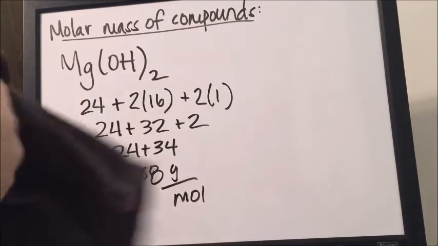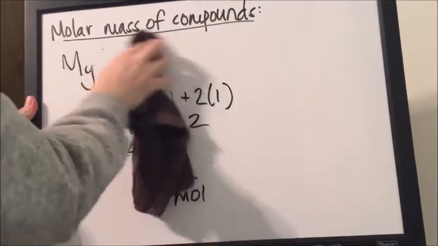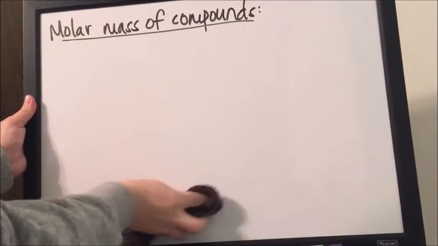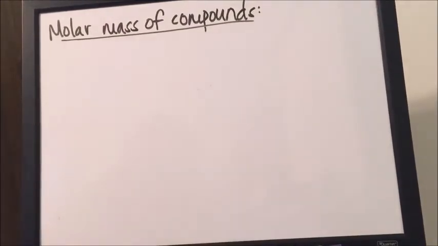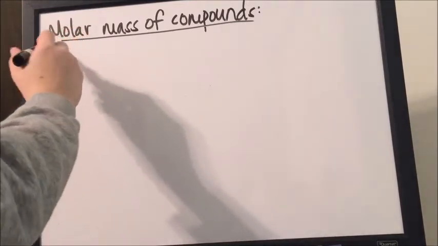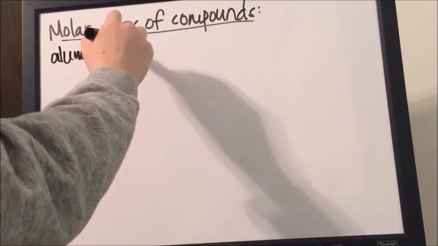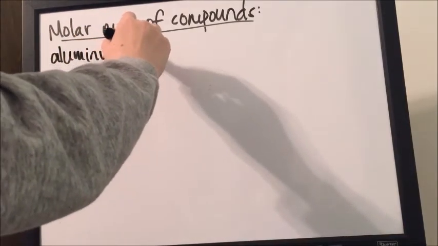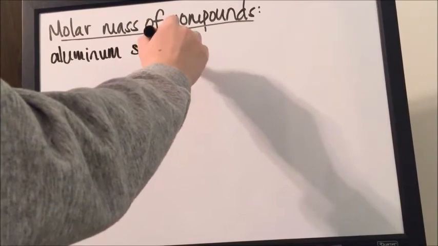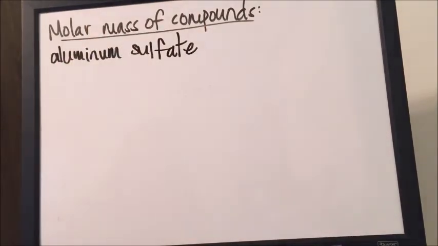Okay, and let's do one more. We'll make it a little bit harder. How about this one? Aluminum sulfate. Okay, so first of all, we'll have to have a formula before we can do a molar mass, so I'll give you a minute to write the formula, and then we will talk about how we can solve this.